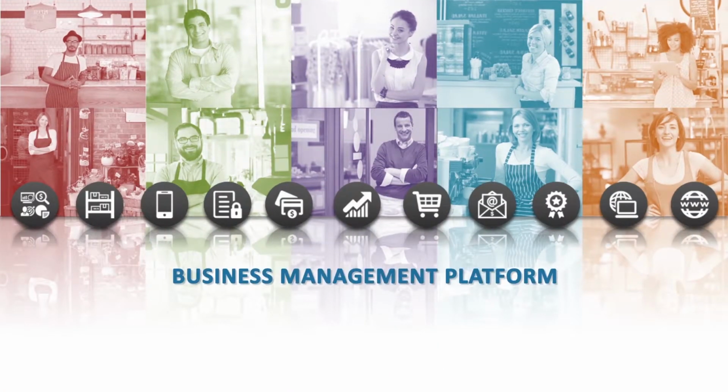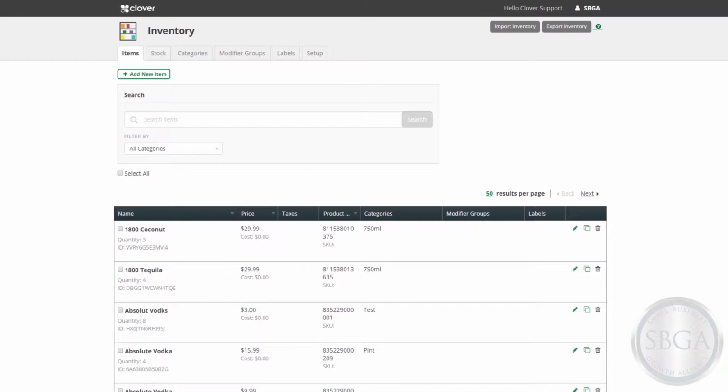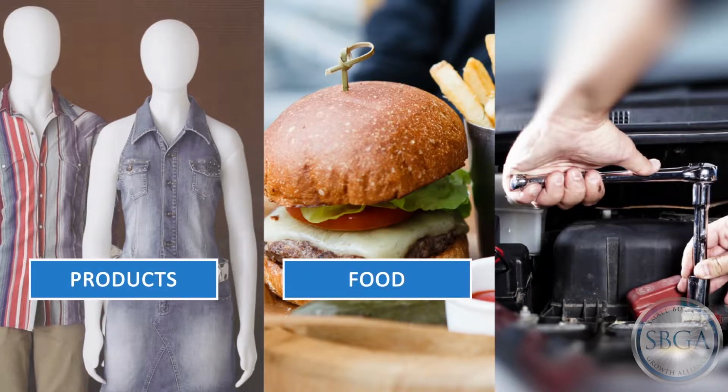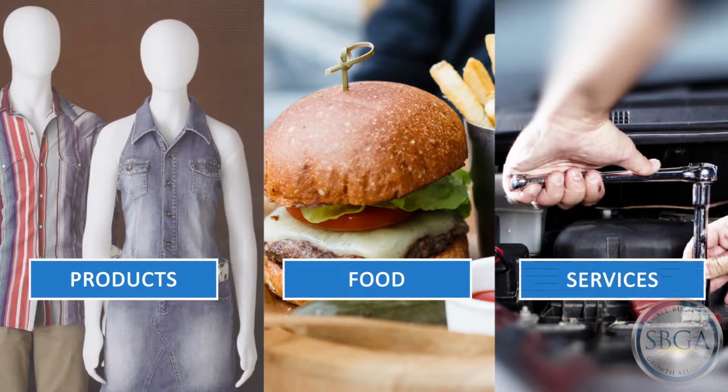Our SBGA business management platform offers an inventory and service tracking system that will eliminate hours of bookkeeping time and give you access to real-time reporting that can revolutionize your business. Your inventory can consist of either physical items like products for sale or food at a restaurant, or it can consist of services like oil changes or veterinarian appointments.